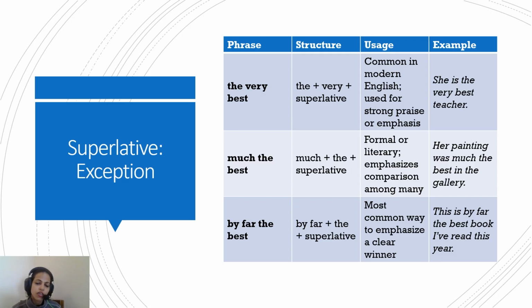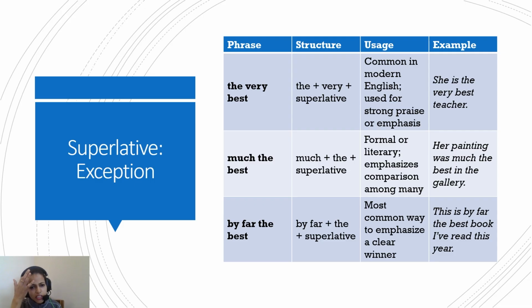Anything can happen. Anyway, by far the best: again, by far plus the plus superlative. That's also a correct way to go. It's one of the most common ways to emphasize, like if you want to say something is a clear winner. So, this is by far the best book I've ever heard.